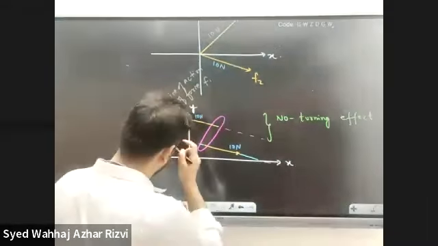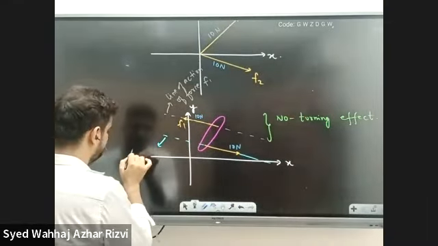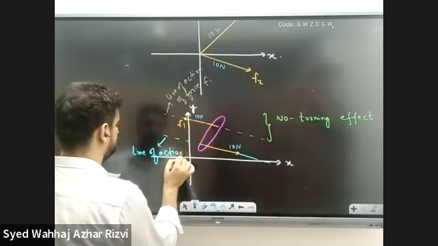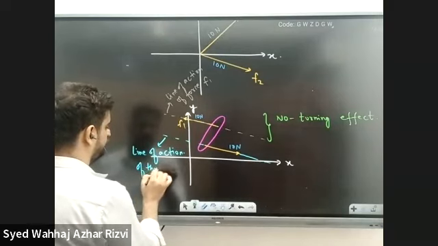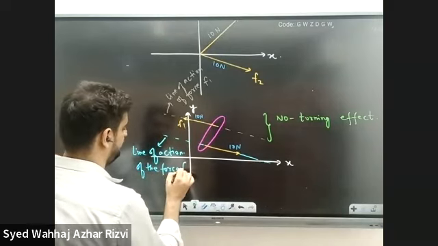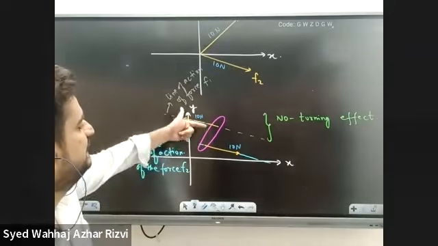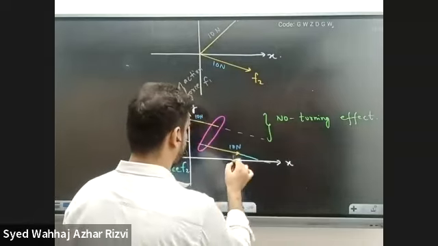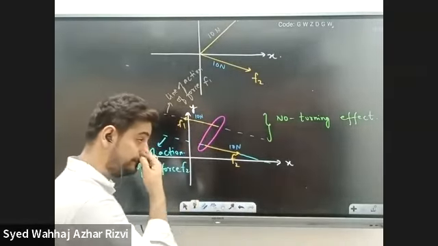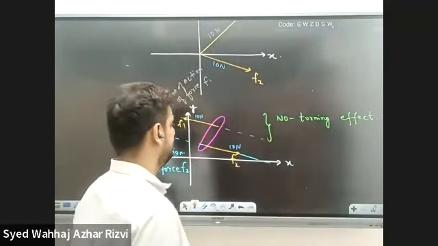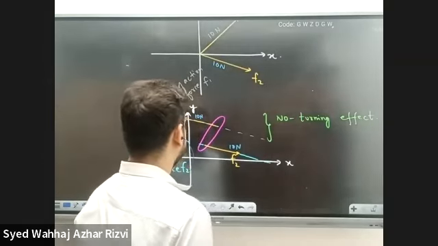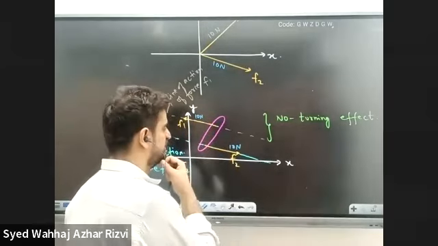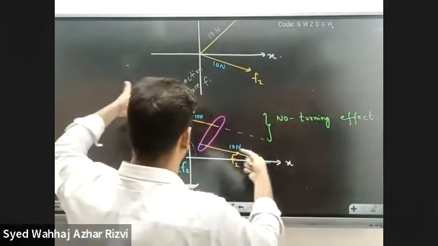Okay, and this is the line of action of force F2. So F1 and F2, we have two forces. Both the forces are of equal value, and they are opposite to each other, and their lines of action are displaced from one another.